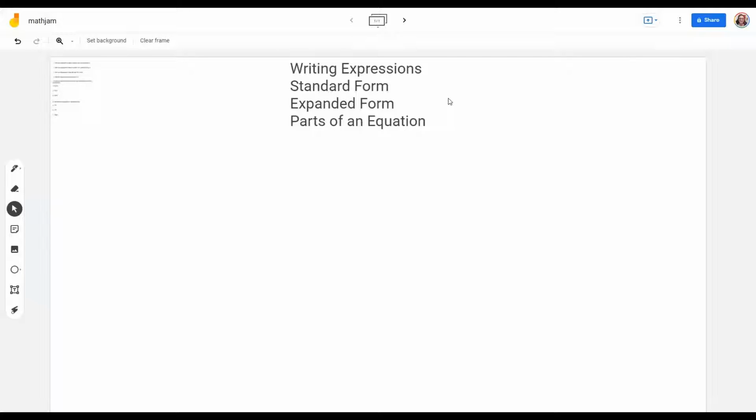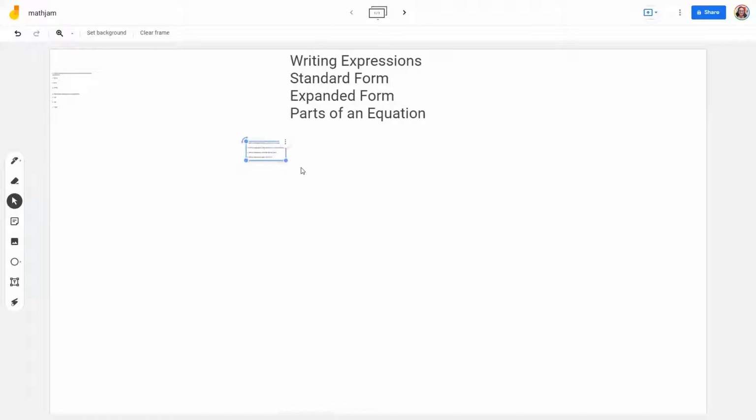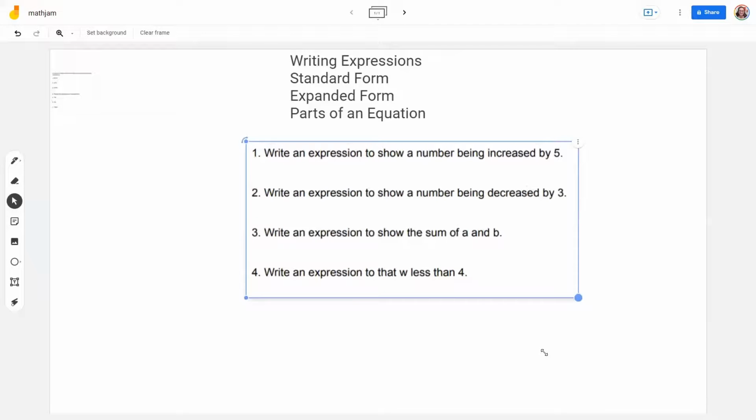Today we're going to be learning about writing expressions, standard form, expanded form, and parts of an equation. So let's go ahead and get started. Let's see what we have here for some problems.